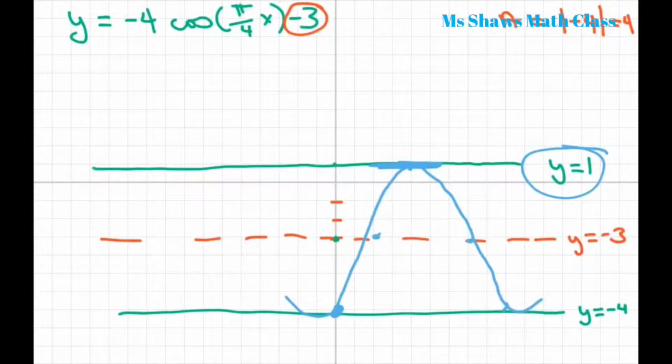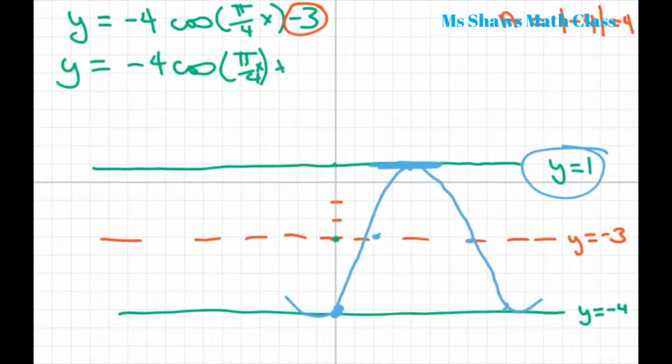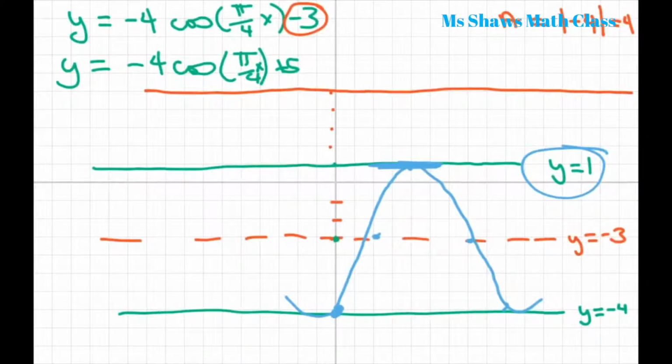Let's look at the other one that we had. We had y equals -4 cosine of pi over 4 x plus 5. In that case, I don't know if we had left enough room. We're starting at 5 as our new center line, and we're going down 4, which would be at y equals -1, and then we go up 4, which would be y equals 9.